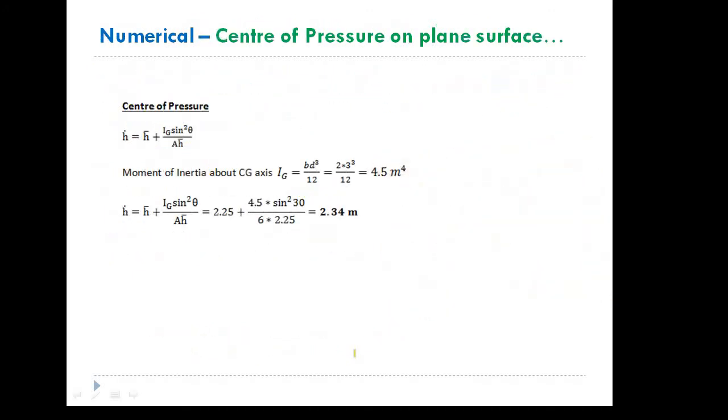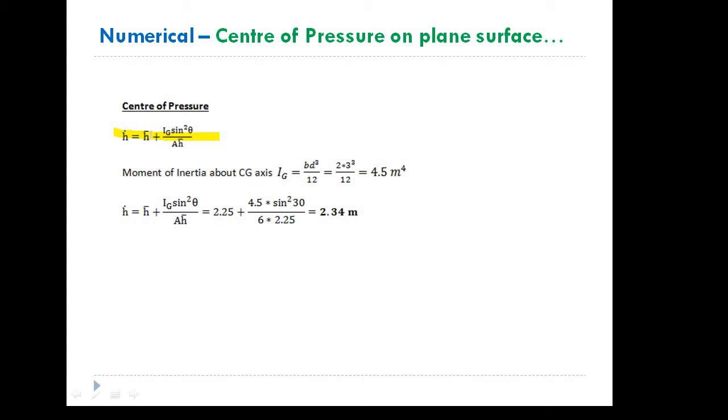So how to estimate the center of pressure? This is the equation for the center of pressure. H star equal to h bar plus Ig sine square theta divided by A h bar. So you should learn this equation, then only you can do this problem. We had derived this equation in the previous video session.